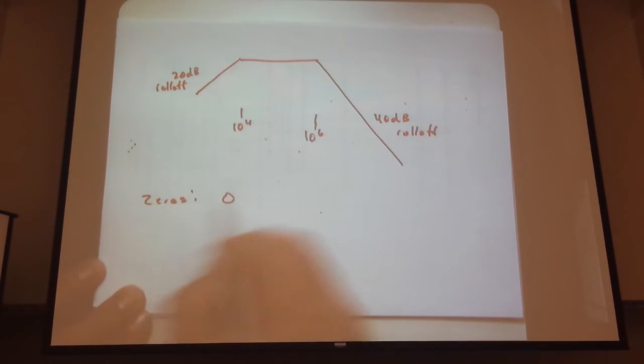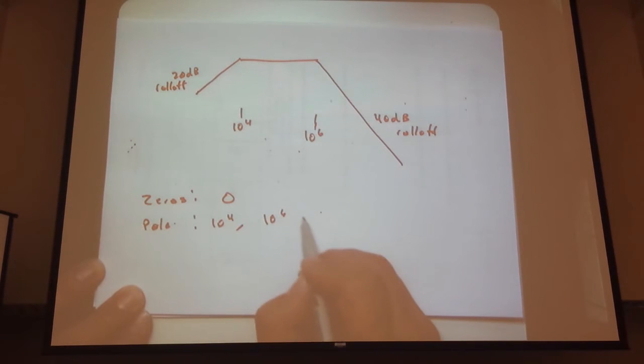So we have a zero at 0. Most of you got this right. We have a pole at 10 to the 4 and 10 to the 6, a double pole.